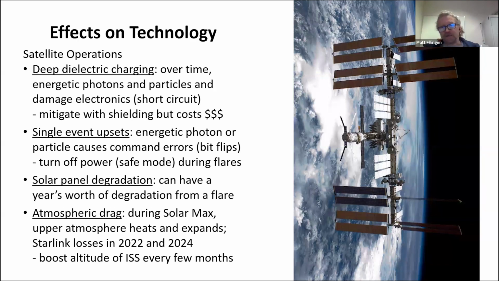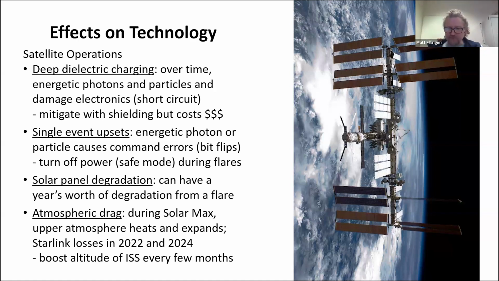Okay, we also have a whole bunch of satellites up there, and they can be affected by both the energetic photons from solar flares and the energetic particles that come from solar flares and coronal mass ejections. One way they can be affected is by what we call deep dielectric charging. This is something that happens over time. It's mostly from energetic particles that hit our satellites and build up and damage the circuits. If enough charges hit your satellite, eventually you can have a short circuit and basically zap your satellite.